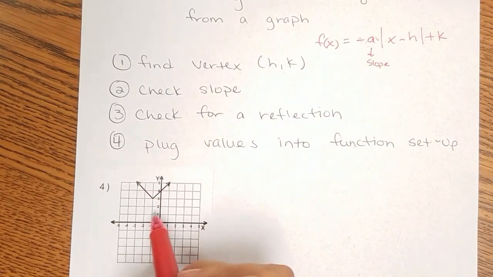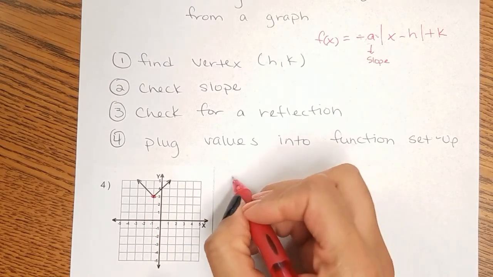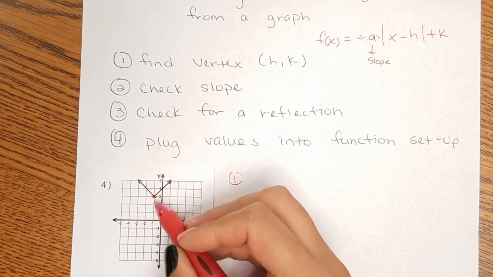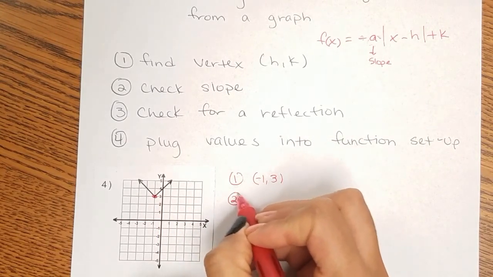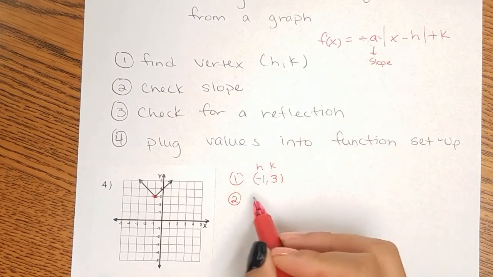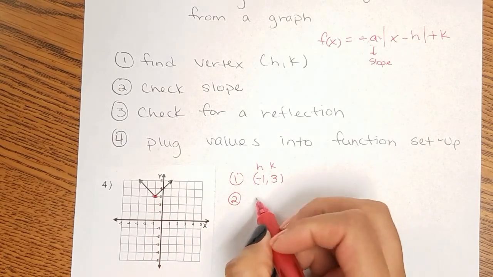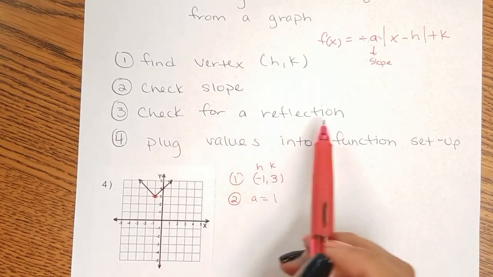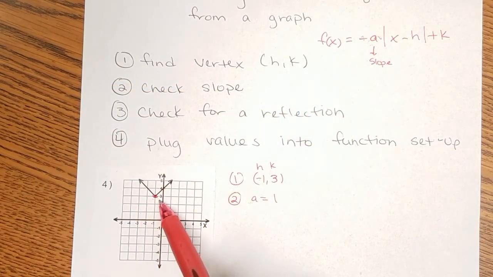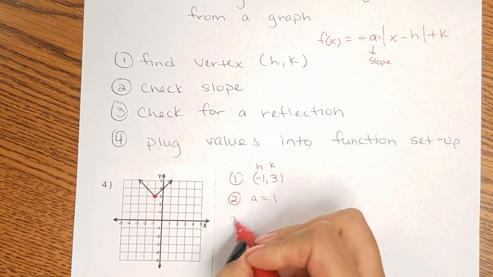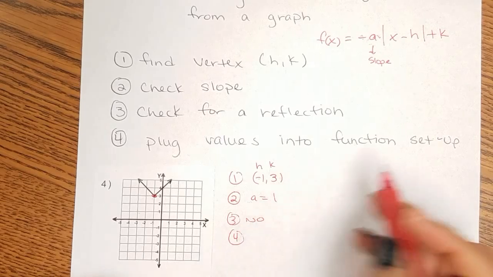Okay, so the first thing you want to do is find the vertex. So if we're looking at this, my vertex is right here. So step 1, my vertex is at negative 1, 3. Okay, step 2, remember that's your h and that's your k. Step 2 is to check the slope. So from point to point, up 1 over 1. A is equal to 1. Step 3, check for a reflection. Has it been reflected the other way? So if this was pointing down, then it would have a reflection, but here, no, there's no reflection. And then step 4 is just to plug it in.